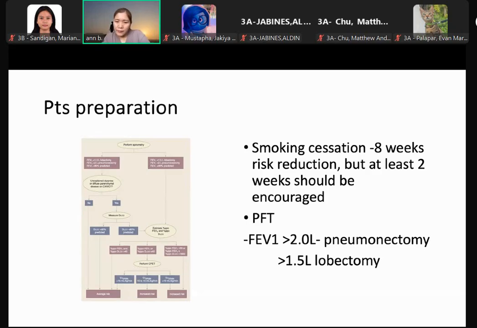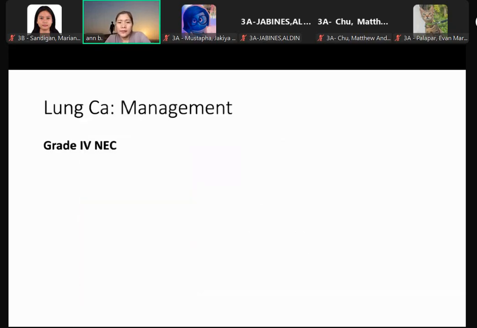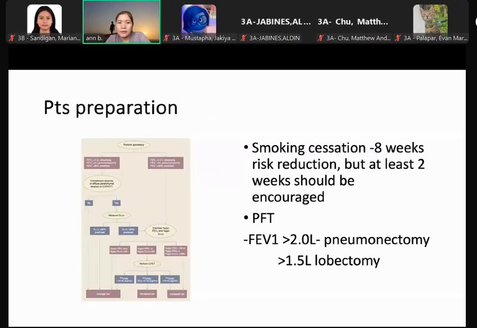DC... what's that one? The other test for these kinds of patients. So, CPET again. If the patient failed, proceed with CPET.